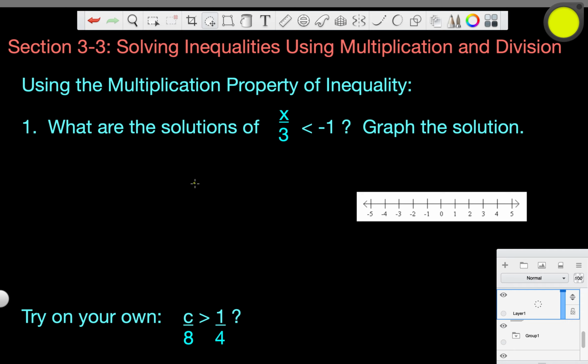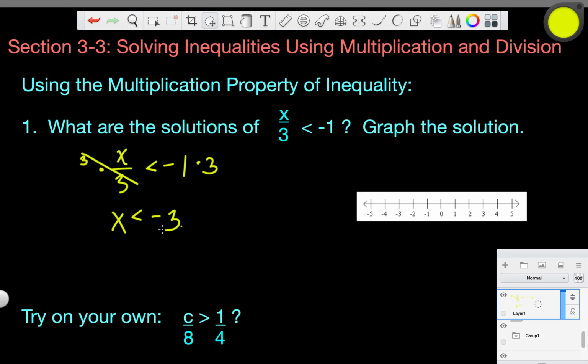So I'm just going to rewrite what we have here. We have x over 3 is less than -1. So fraction, I know that means division, which means that I'm using multiplication to move this 3 to the other side. They cancel. I'm using multiplication over here. So I end up with x is less than -1 times 3 is -3.